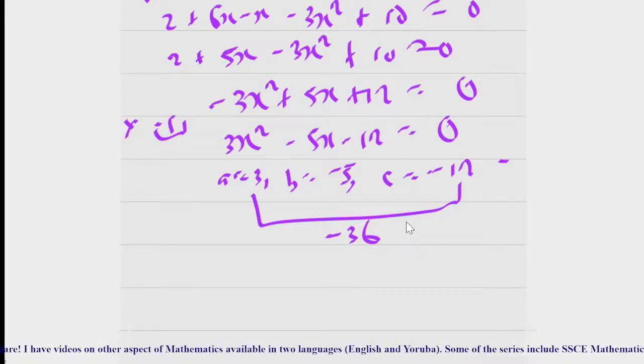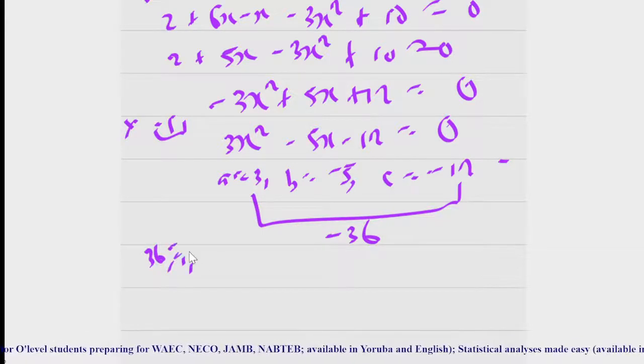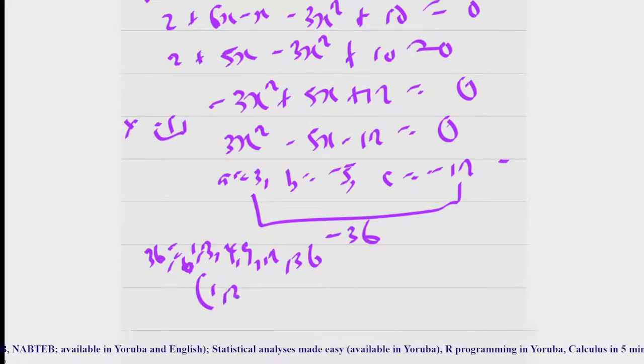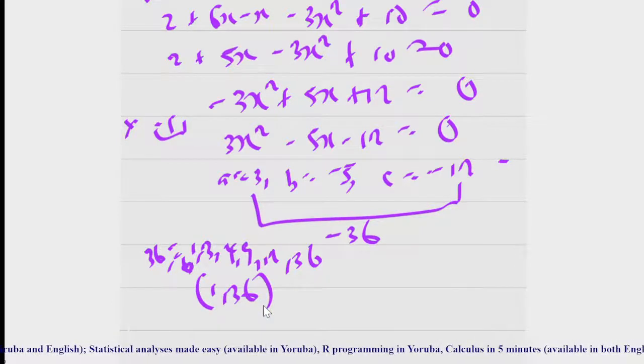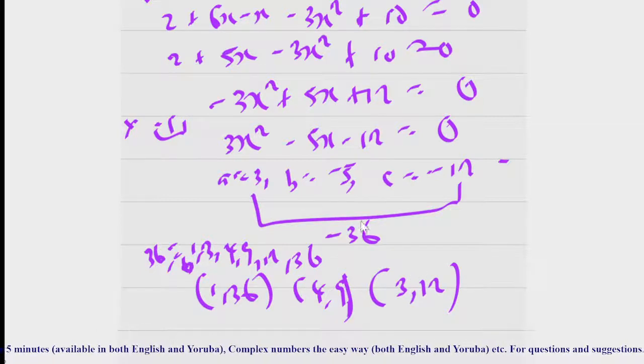Then you now think from the pairs of factors of 36, such that when you multiply those numbers together, you are going to get 36. You know the factors of 36 are 1, 3, 4, 9, 12, 36. We can have pairs in twos: 1 and 36, likewise 4 and 9, likewise 12 and 3. So now think out of these pairs, which one are you going to multiply such that you are going to have minus 36, and when you add, you are going to have minus 5.